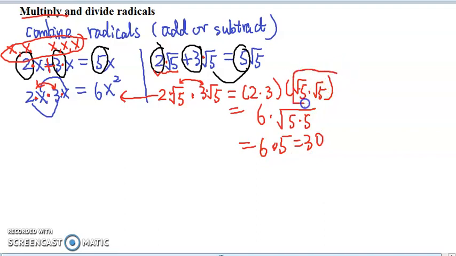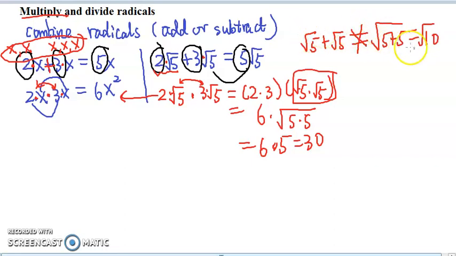So for multiplication, yes, we can multiply the numbers within the radical sign, but not for addition. If we are asked to add them, you cannot add square root of 5 plus square root of 5 to get square root of 10. That is completely wrong.